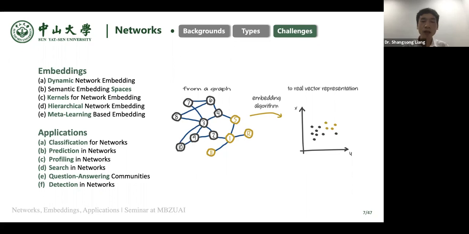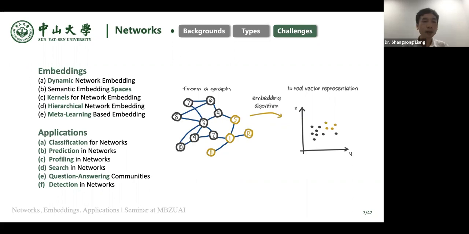Nowadays, many embedding algorithms have been proposed, but there are still some challenges. One is that most of the embedding algorithms are static. They try to understand the static network, but sometimes our tasks and data are dynamic. So can we improve the static network embedding algorithms to deal with dynamic networks? That is one of the challenges.